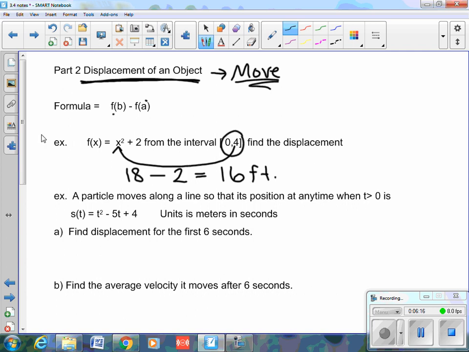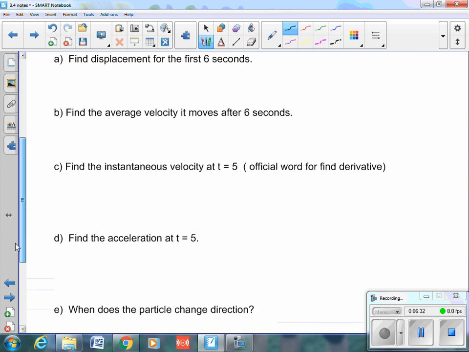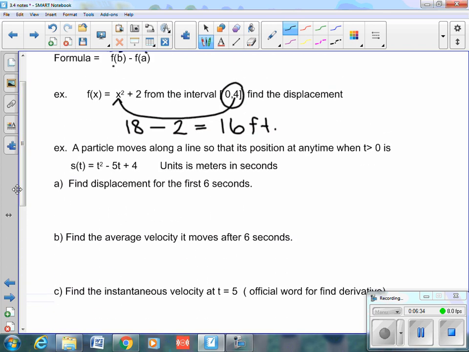They're going to ask you to find the displacement, how much an object moved. It's the bigger value minus the smaller value. Does that make sense? To find the displacement of some object moving. Okay, here comes a really, really long problem. And this is on the next test. It's worth a lot of points, because there are a lot of parts to it.